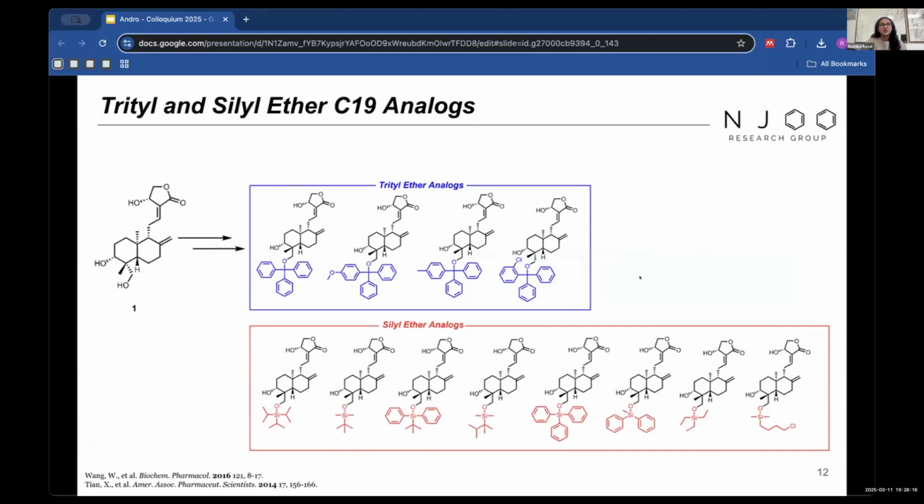Here is the library of 12 analogs that we've synthesized, highlighting the trityl ethers on the top and the silyl ethers on the bottom. In terms of synthesis, it was quite simple. The trityl ethers just required a reaction with pyridine and the corresponding trityl chloride. Then to evaluate the effect of various alkyl substitutions, the presence of a methyl group, steric bulk, and the addition of a chlorine atom, we synthesized these few silyl ether analogs with the corresponding silyl chloride or triflate, noting that triflates were generally more reactive than the chlorides.